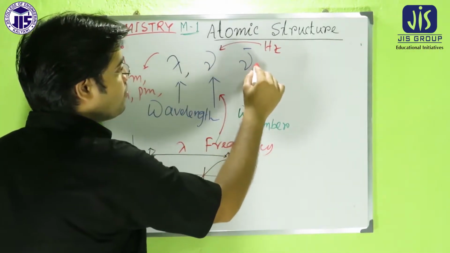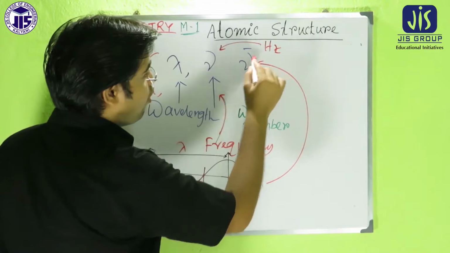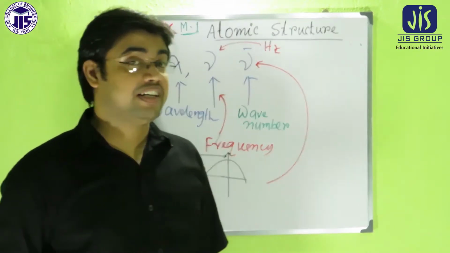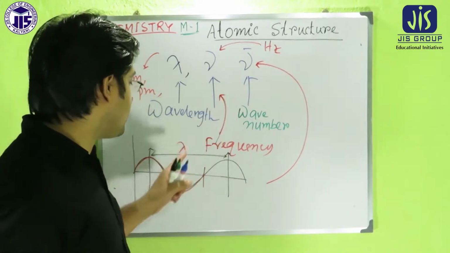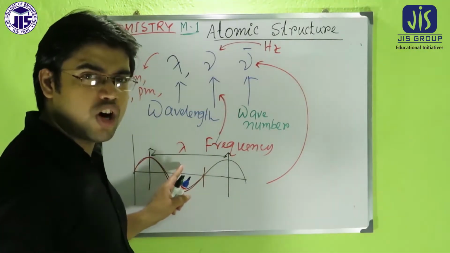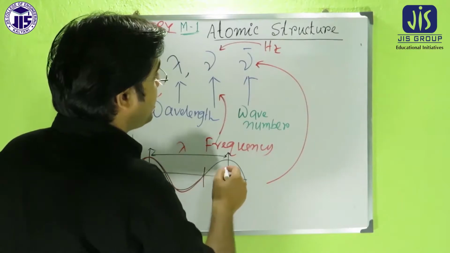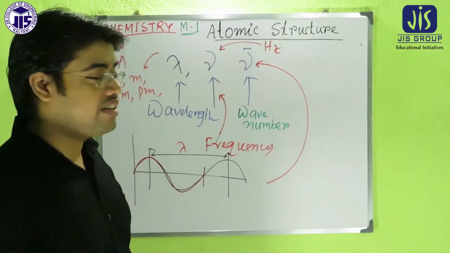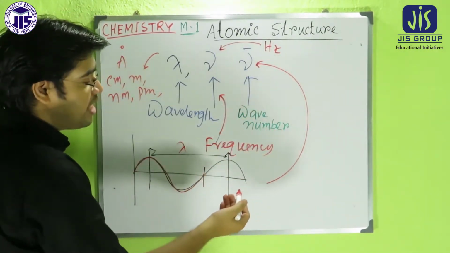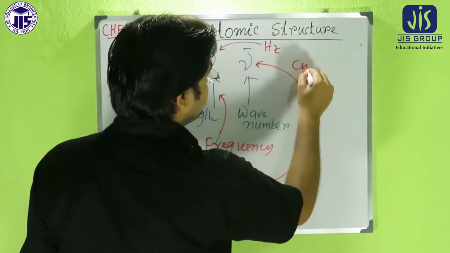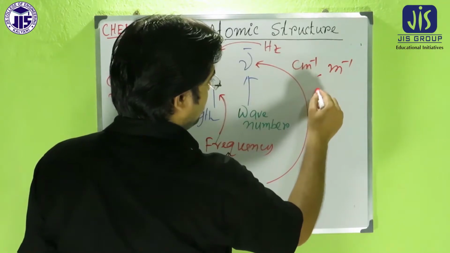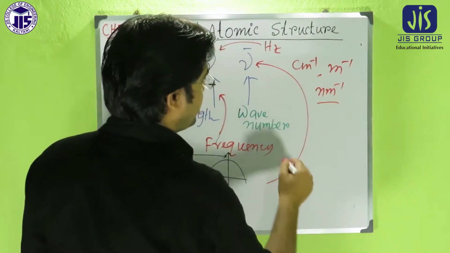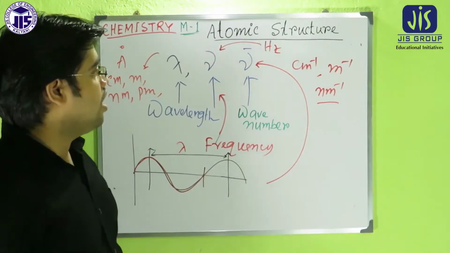What is the wave number? Wave number means number of complete cycles but per unit distance. That means in the previous case it was per unit time or per second, whatever. Here it is per unit distance. So the unit of nu bar may be centimeter inverse, meter inverse, nanometer inverse, etc.